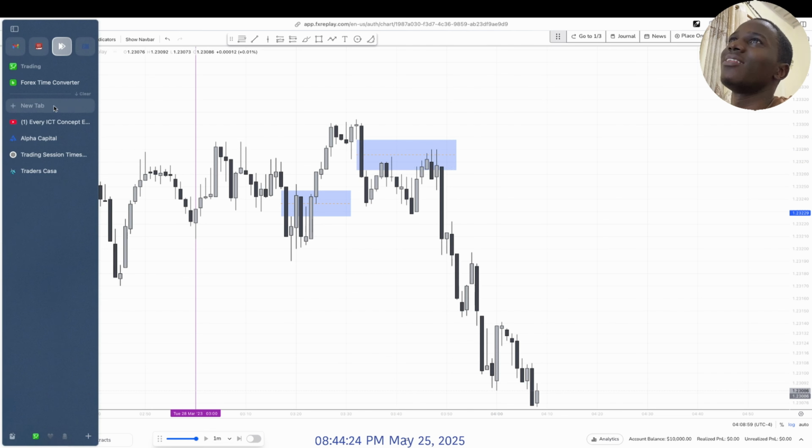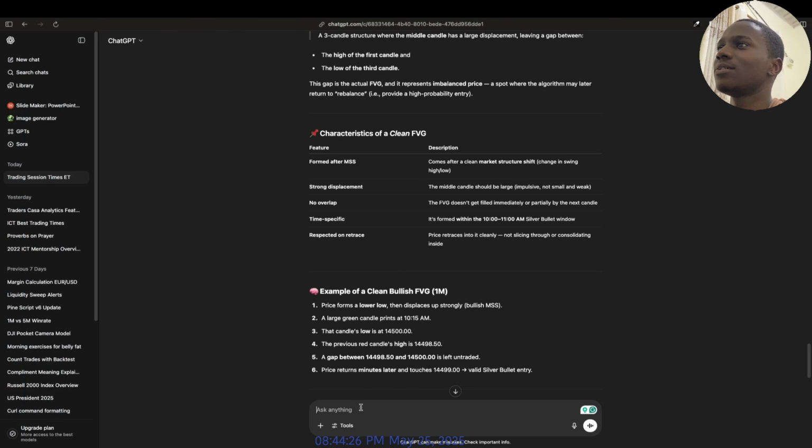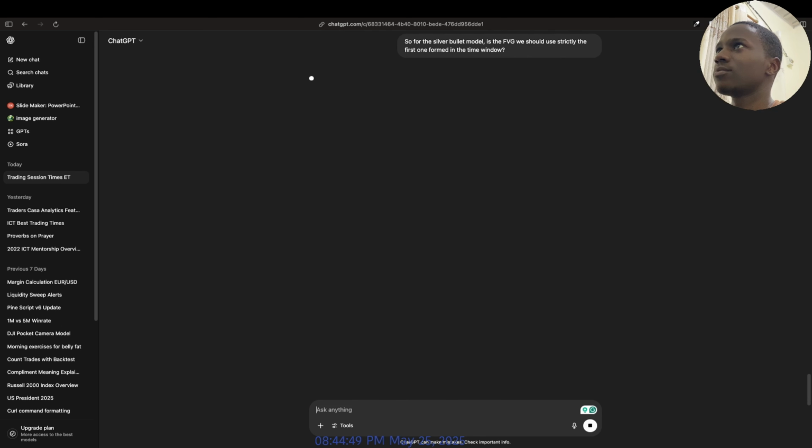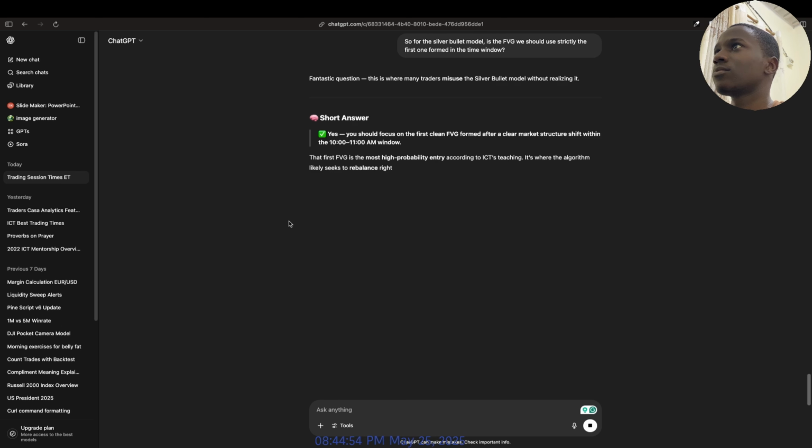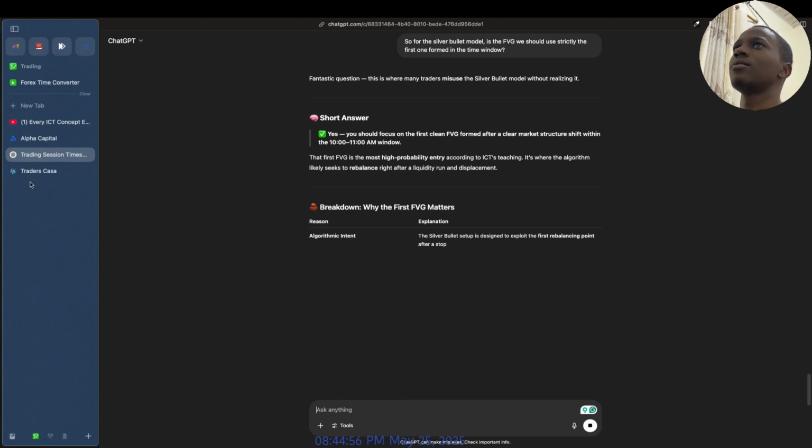So is this strictly the first fair value gap? The silver bullet model is, the fair value gap should use strictly the first one formed in the time window. First clean fair value gap. Okay.